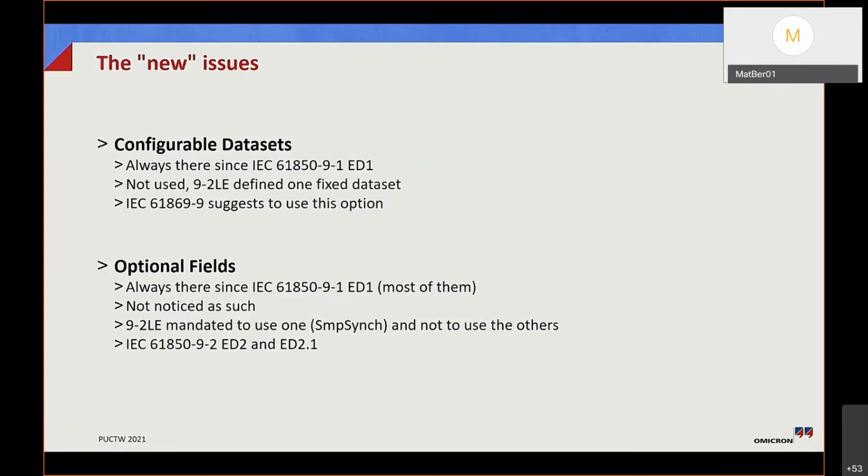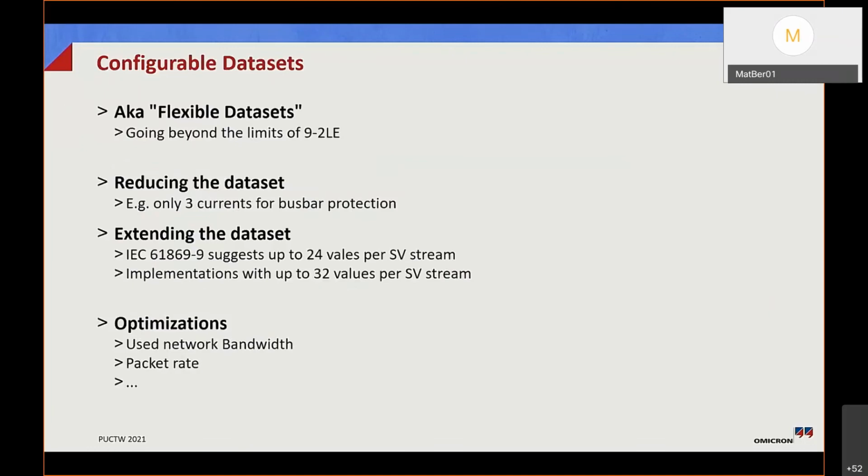And then there is this topic of optional fields that we had already all the time, but 9.2 LE also said we will use one of them, the sample sync, and we will not use the others. And so it went almost unnoticed that there were these optional fields around all the time, but we simply didn't see it as optional. We had a very clear definition what to use and what not to use.